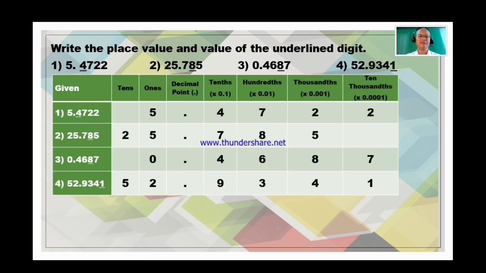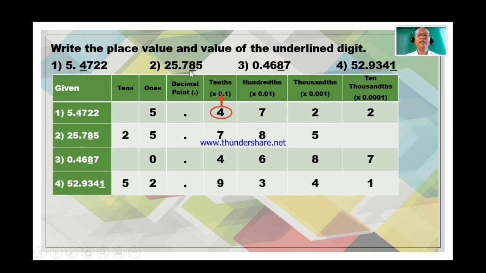Take note, our underlined digit in number 1 is 4. 4 belongs to the tenths place value. If we are asked what is the place value of the underlined digit 4, the answer is tenths. Now, if we are asked the value of the underlined digit, what is the value of 4? Make all the other digits 0. So this is 0.4 or 4 tenths. You write 4 tenths, or you write 0.4. Then the rest are 0 or no more. Do not write numbers after the last identified number.